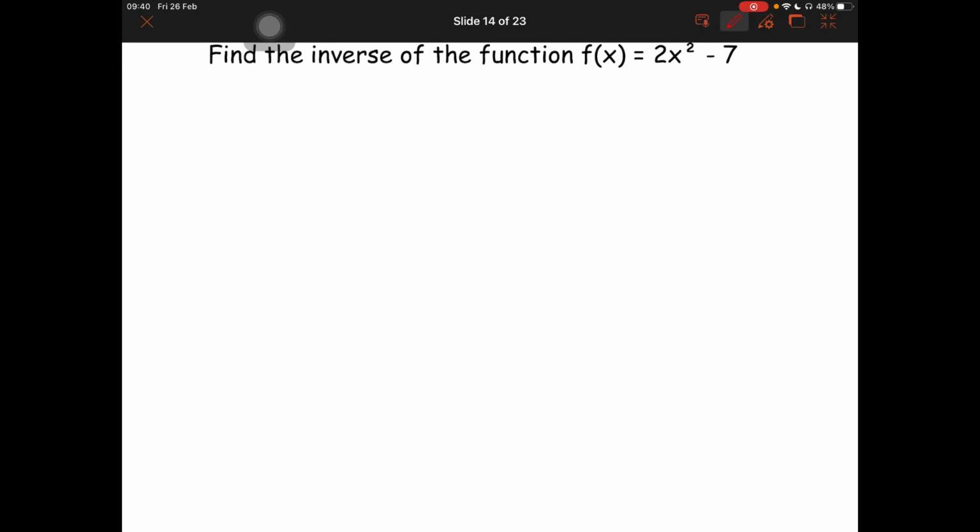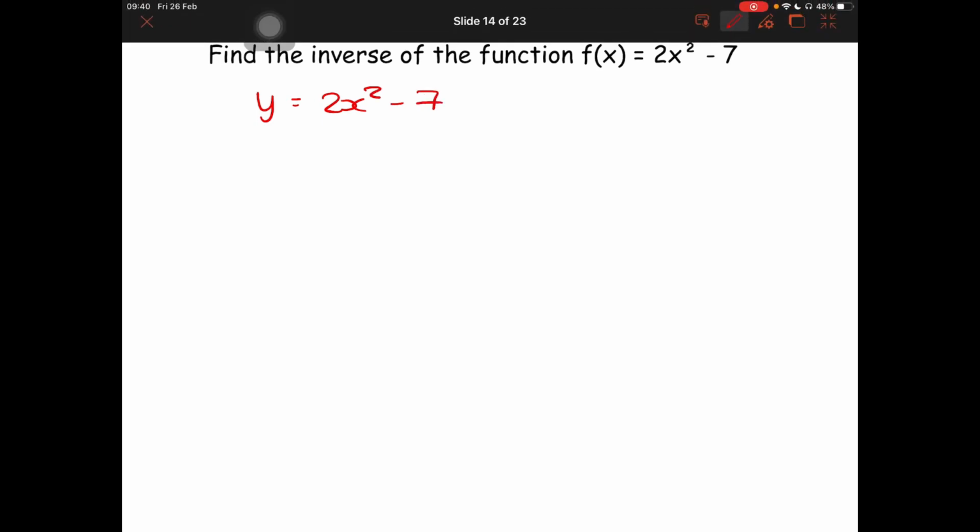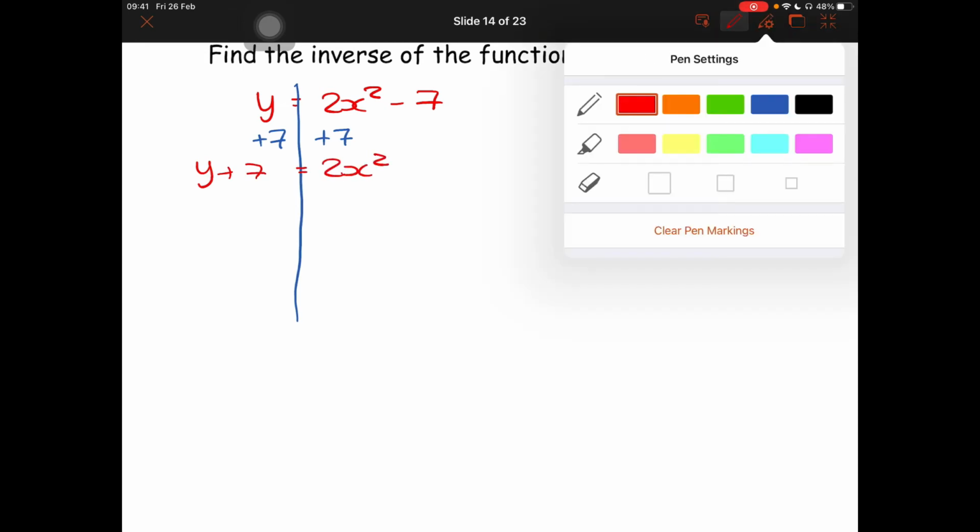Okay, right, slightly more difficult, more steps, but still the same process. So we've got f of x equals 2x squared minus 7. Same process still. So we go y equals 2x squared minus 7. So we put y in. We now need to make x the subject. So first step, add 7 to both, which gives us y plus 7 equals 2x squared. Make sure you get your order right from here.